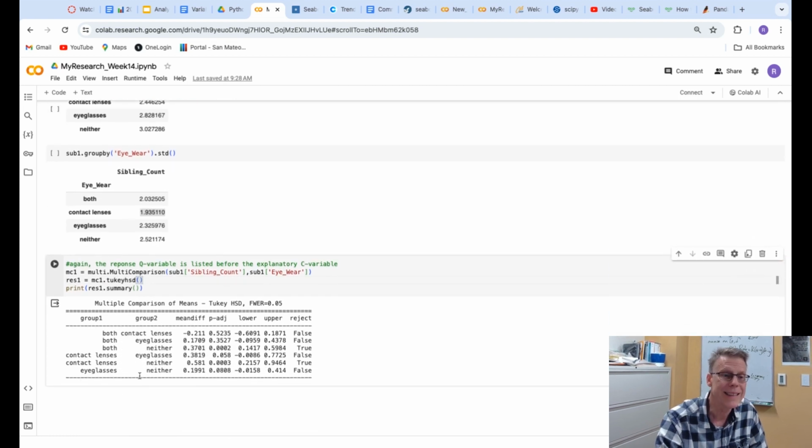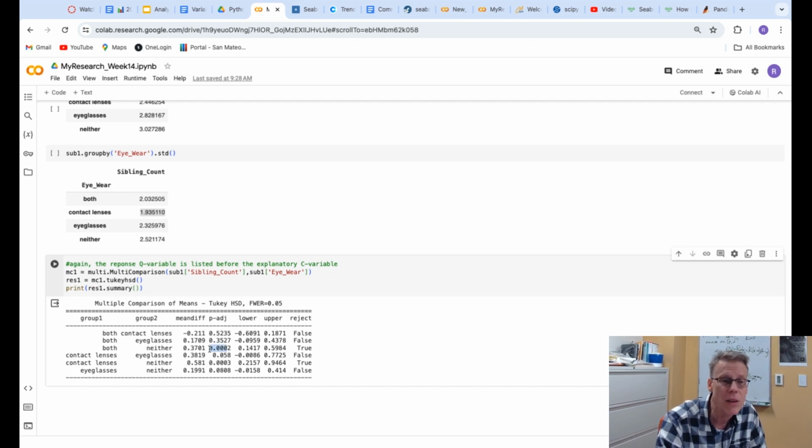And what it does is it takes all the different combinations of pairs of categories. It puts both with contact lenses, and then both with eyeglasses, and then both with neither, and then contact lenses with eyeglasses. Out of those 4 categories, it puts them together in pairs in all the different ways that are possible with those 4 categories. And then it shows you these adjusted p-values.